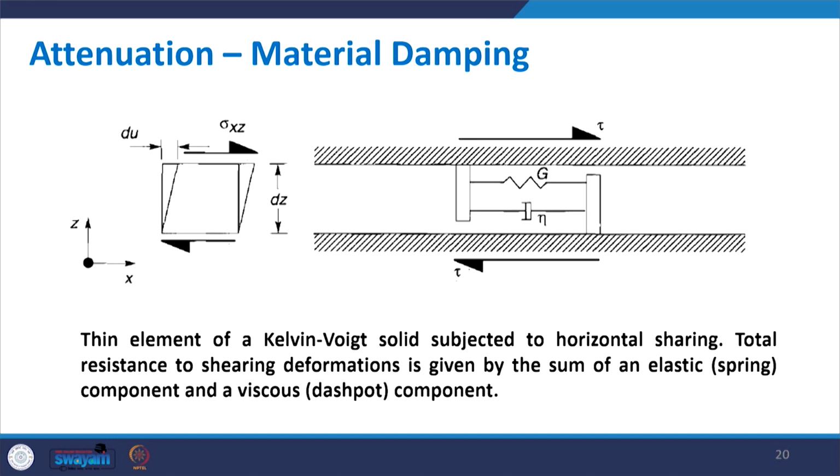So this is a Kelvin-Voigt solid. Here you have two layers. In these two layers, you have one spring, which is represented by its shear modulus G, and a damper, which is represented by viscosity. So here G represents your elastic shear modulus. And what is eta in this figure? Eta is simply viscosity.